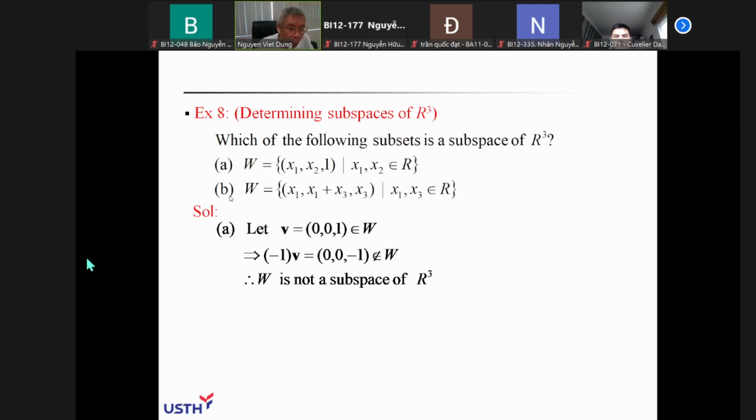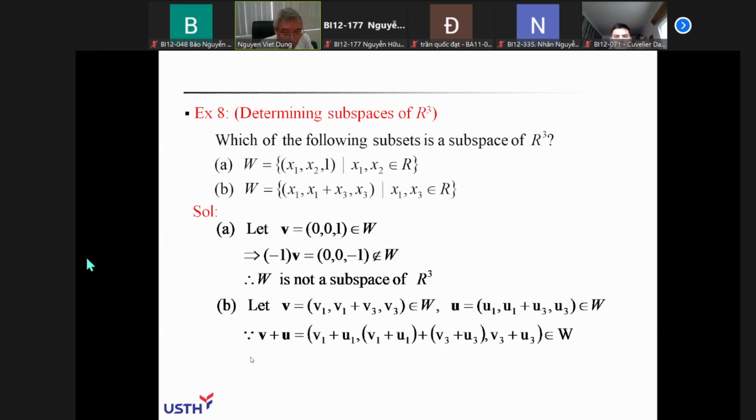And for example B here, we take v to be that and u to be that, and you add them together. You can verify that it still lies inside W. Also, k times v, taking v to be that, still belongs to W. So we say, for example B, W is a subspace of R3.